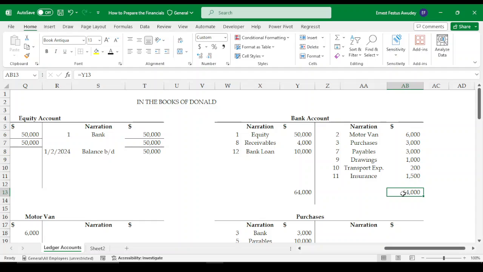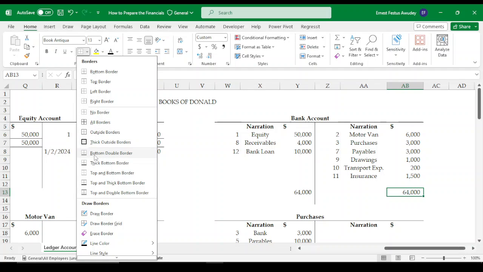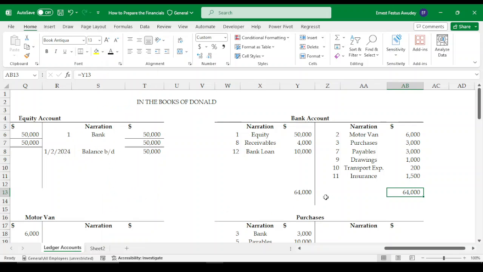Then, as I said, you are going to double underline that. So I'll come here and select top and bottom double bottom border right here. I'll come here and repeat it using F4. That line has cleaned there, so let me just fix that. So we have this.